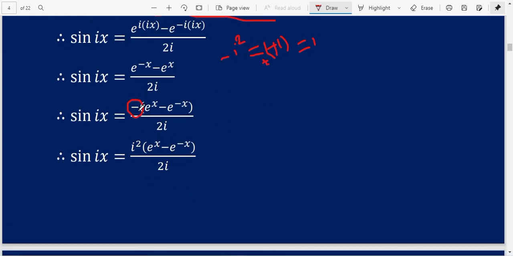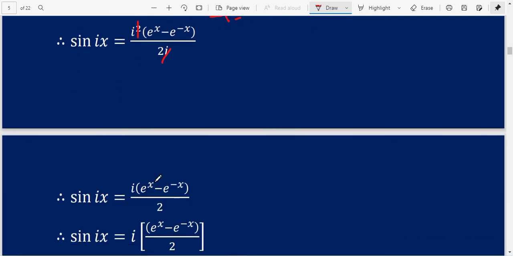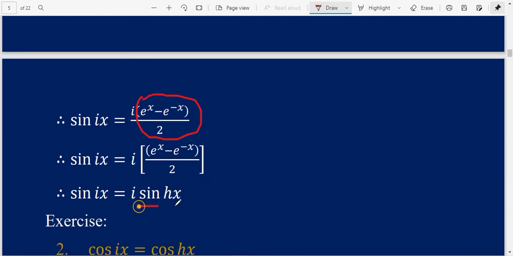So minus 1 is equal to i square. I cancels, and it is equal to i into e raised to x minus e raised to minus x upon 2. This is sine hyperbolic x. So sine ix is equal to i sine hyperbolic x.